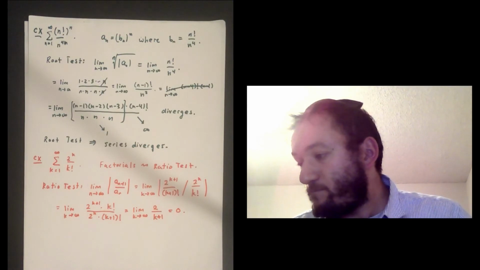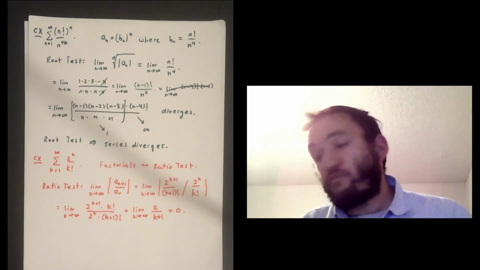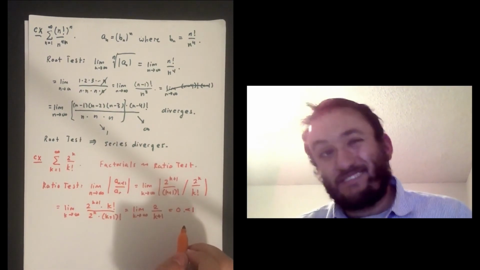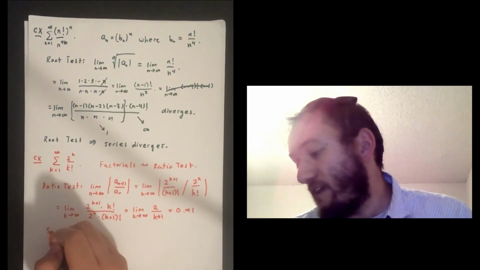Okay. And what we know is that when we perform the ratio test, if the result is less than 1, then the resulting series converges absolutely.